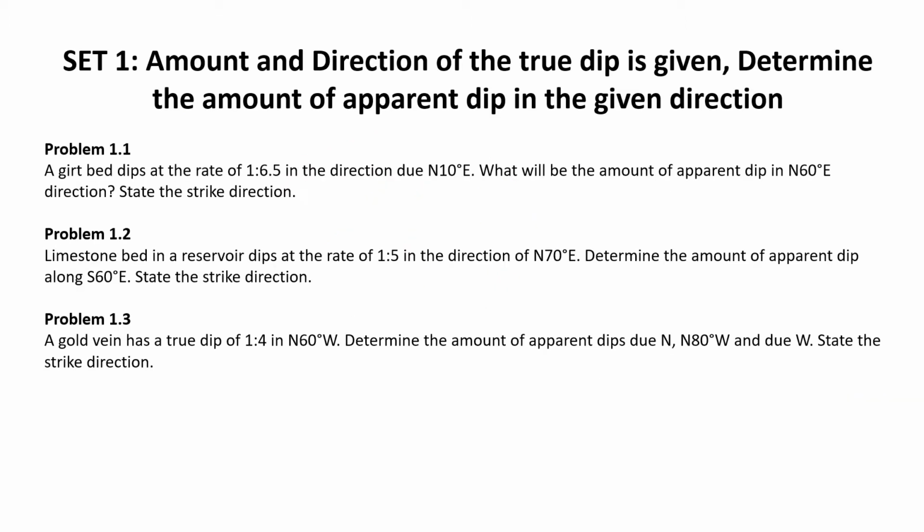Now let us see the first set of problems, where they give us the amount and direction of a true dip, and we have to determine the amount of apparent dip in the given direction. Also, they give the true dip direction and amount and the apparent dip amount, and we have to find out the direction of the apparent dip. So let us first solve problem number 1.